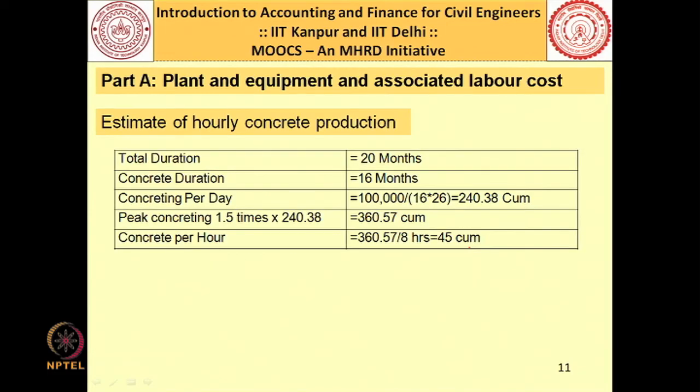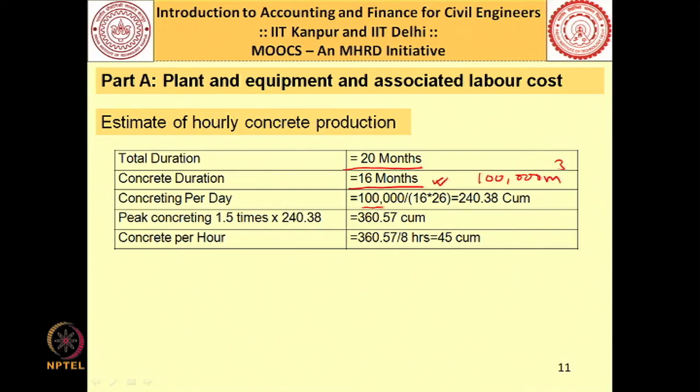So, first I try to estimate what is the concrete per hour production needed. So, let us say total duration is 20 months, it is given, but concrete duration is 16 months. That means, I have to complete all my concreting, which is equal to 100,000 cubic meter in 16 months time. So, for analysis purpose, I will assume it on a uniform basis. So, I will calculate the concreting that is expected to be done on a daily basis.